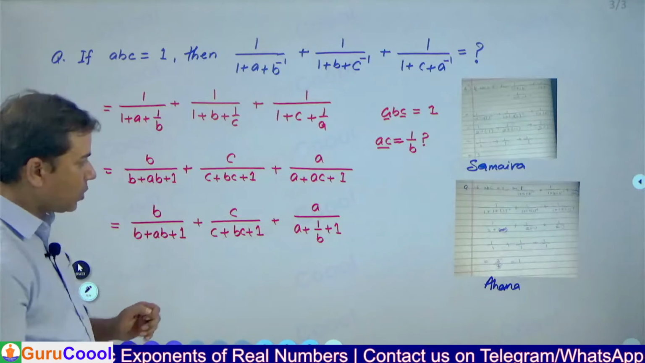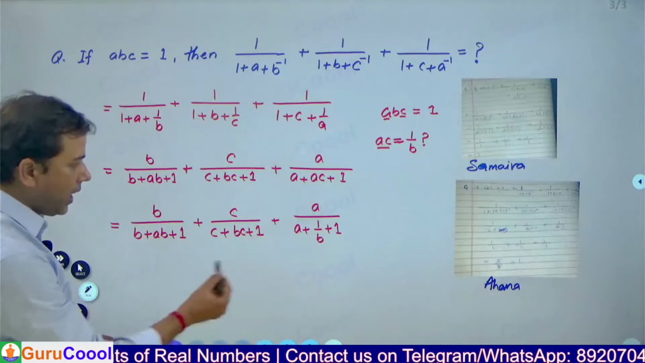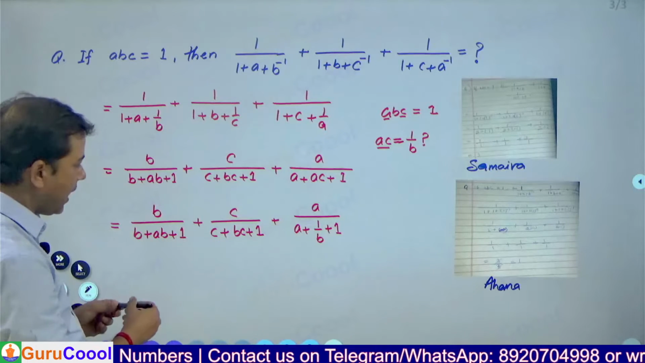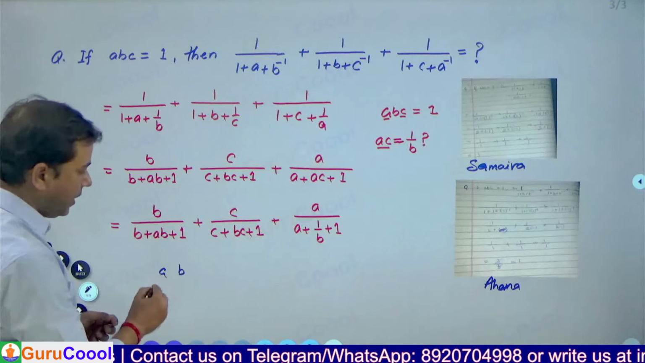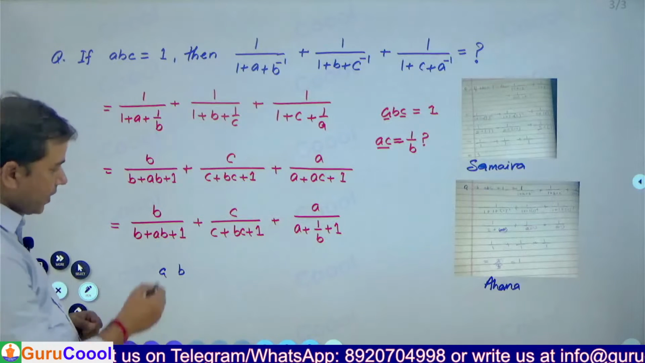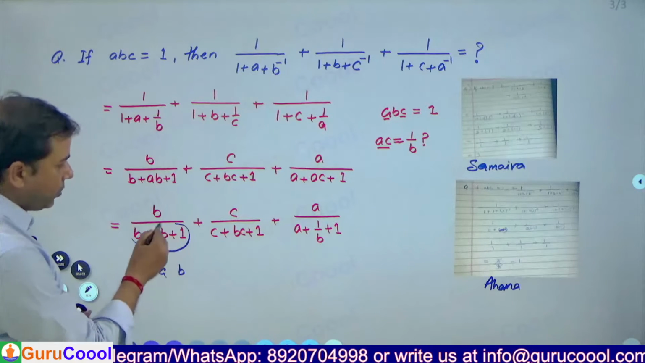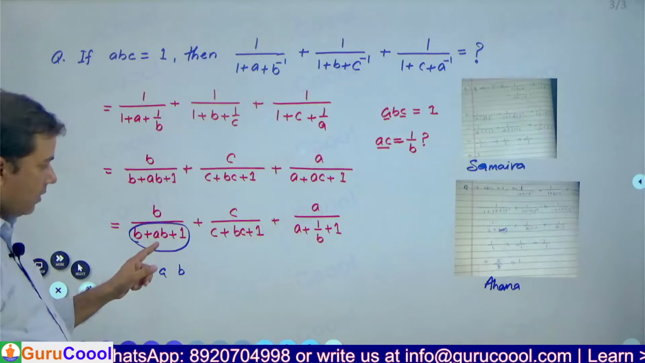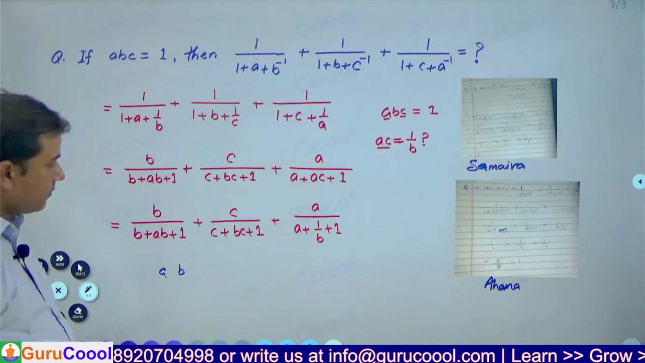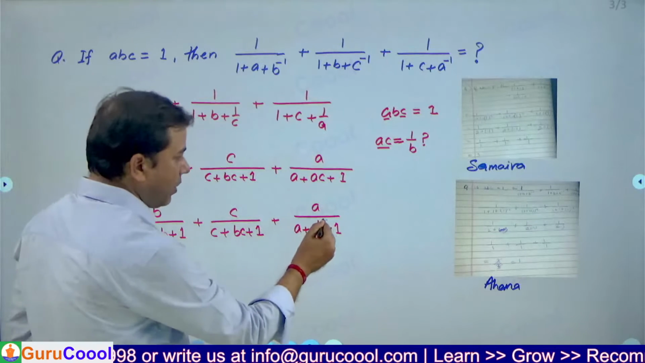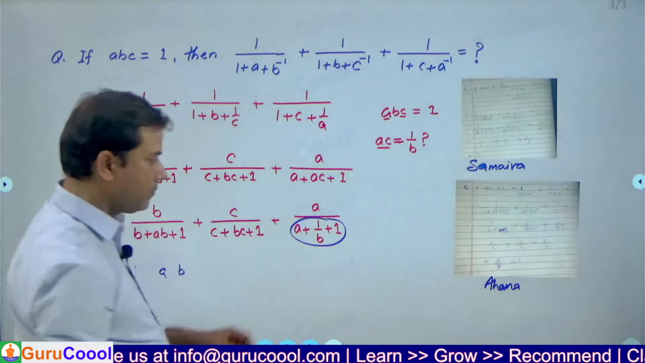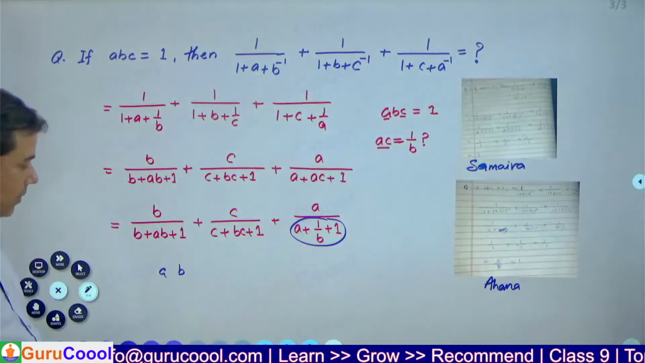So what is the motto? Why did I do this? I have an aim. I want to have only A and B in the denominators. In the first one, I already have only A and B. That is already set. In the third one also, now I have only A and B. That is also favorable now.